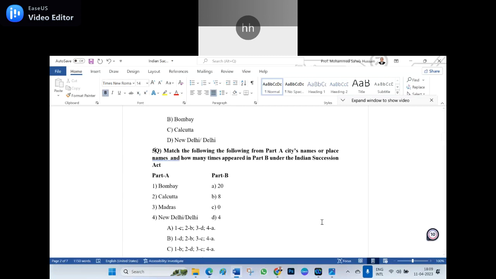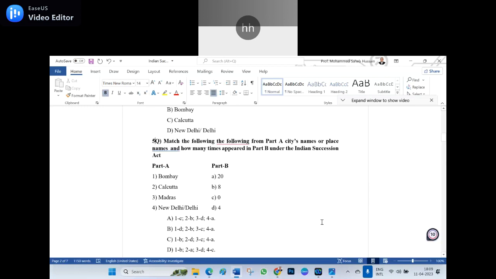Now match the following here. A: 1C, 2B, 3D, 4A. B: 1D, 2B, 3C, 4A. C: 1B, 2D, 3C, 4A. D: 1B, 2A, 3D, 4C.